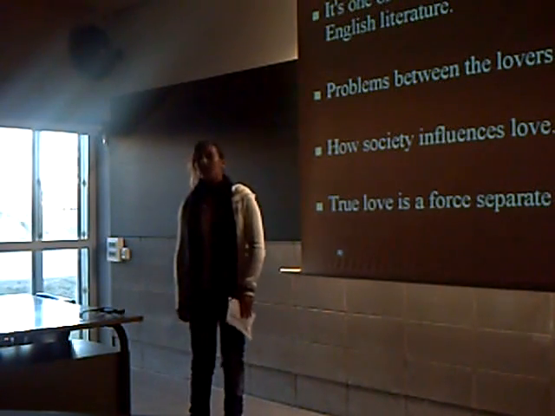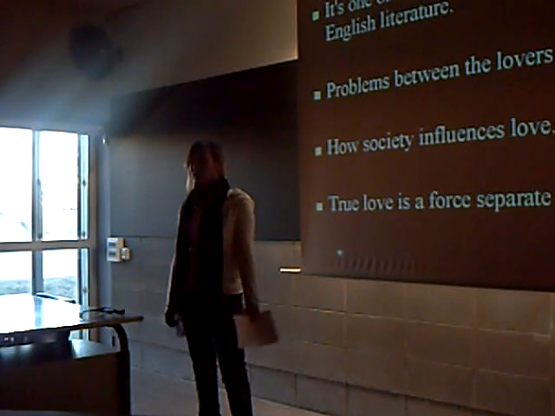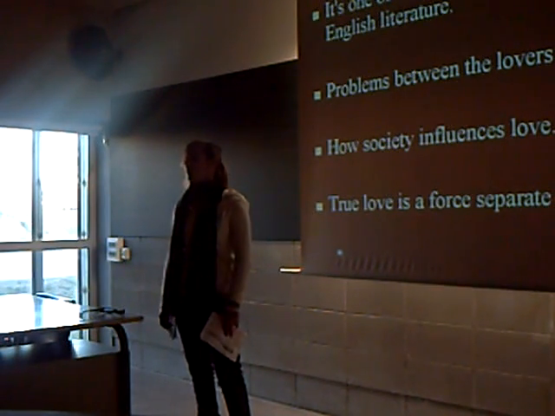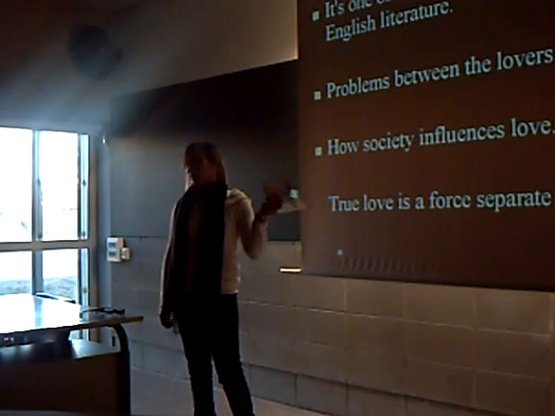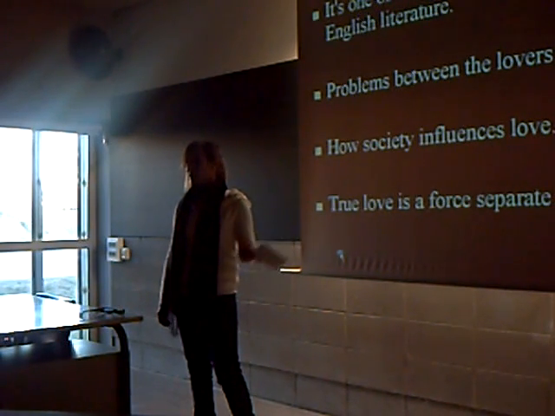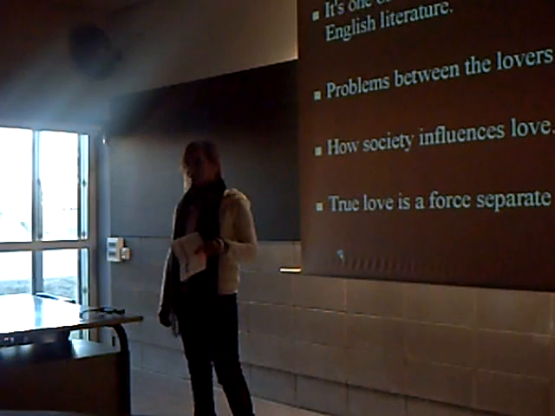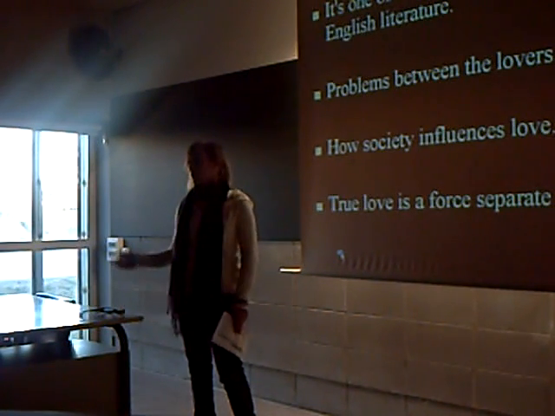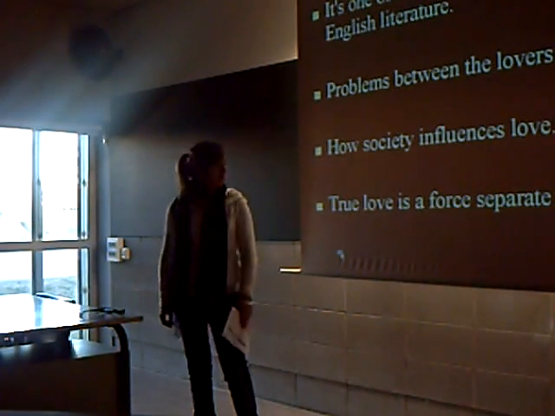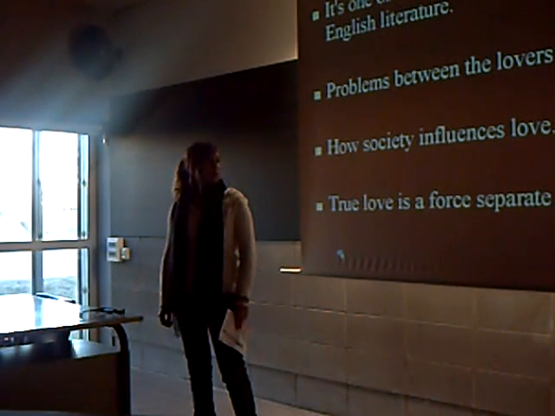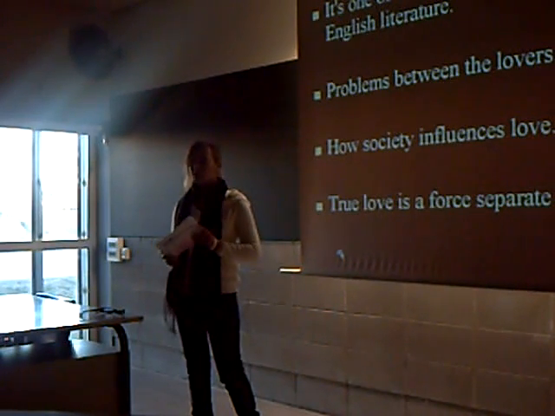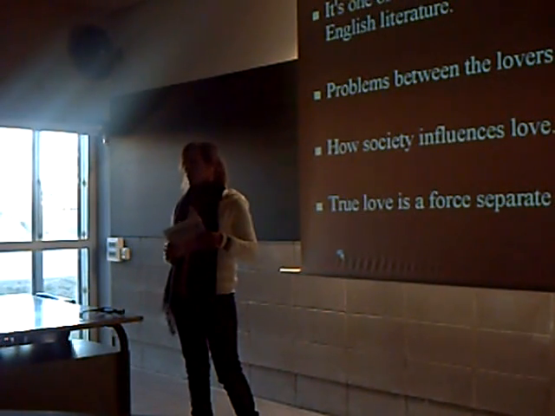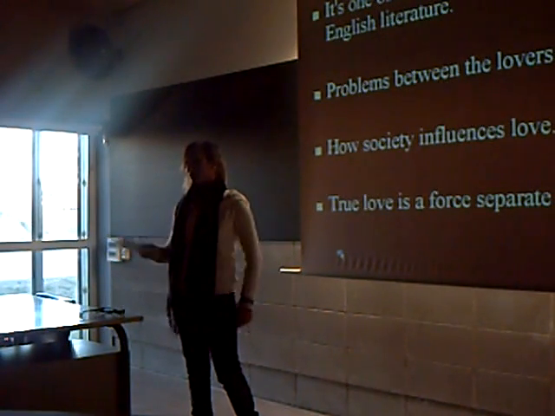Then it's clear that Austen wants to represent how society influences love, and the best example maybe is the relationship between Mr. Collins and Charlotte Lucas, who get married because of money. Then Austen tries to show us that love is a force separate from society, and I think that she represents it well with the story.